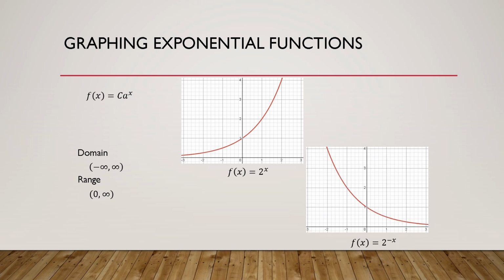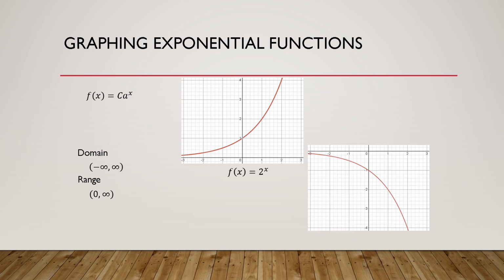2 to the negative x creates a reflection across the y-axis with no change to the domain and range. Negative 2 to the x creates a reflection across the x-axis and changes the range from negative infinity to 0.